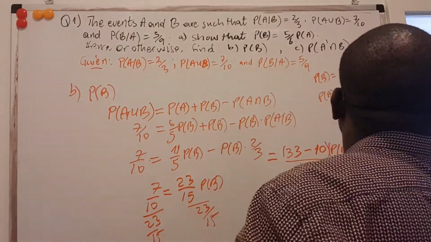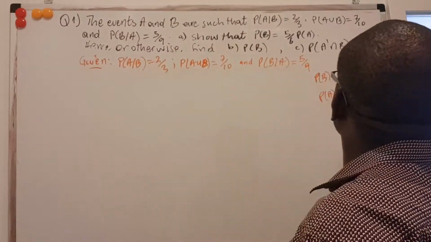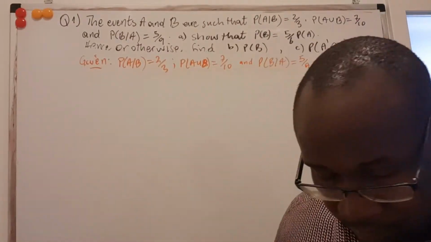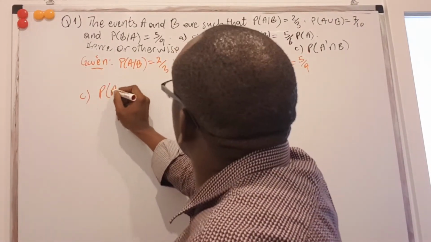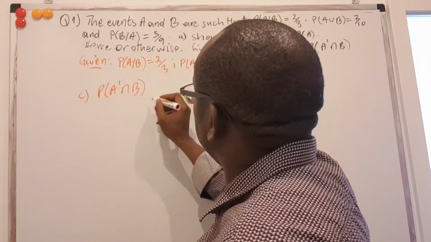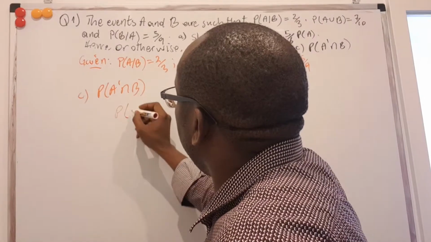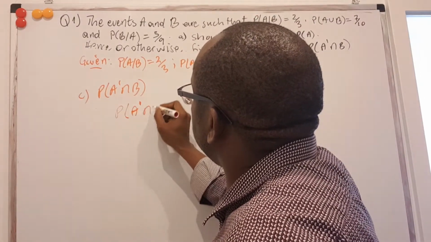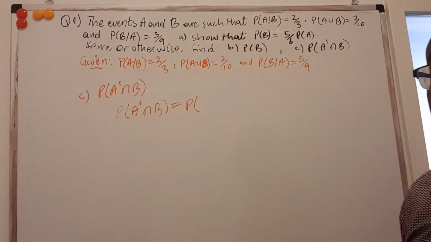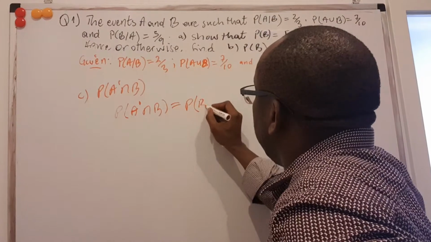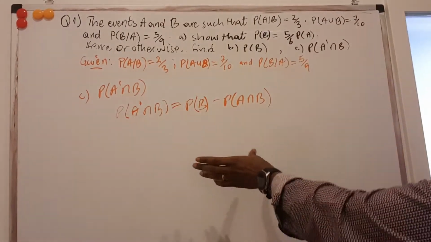Let's go to the C. C says we should look for P of A complement intersection B. I already showed in the previous video as well that P of A complement intersection B is just equal to P of B minus P of A intersection B. So we can do that here.